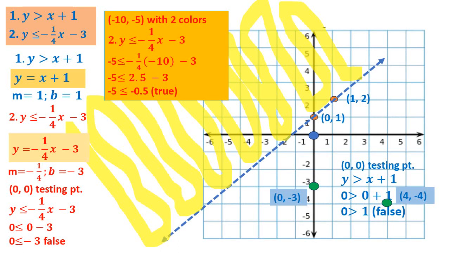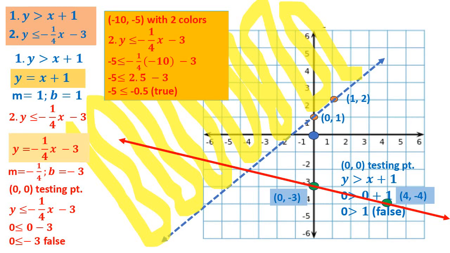So then we are going to find out if it is a dashed or a solid line. The inequality number 2 is with an equal sign. Therefore, our line will be a solid line. Now, we are going to decide what area will be shaded from this boundary red line. So let us still use the testing point, which is (0, 0).